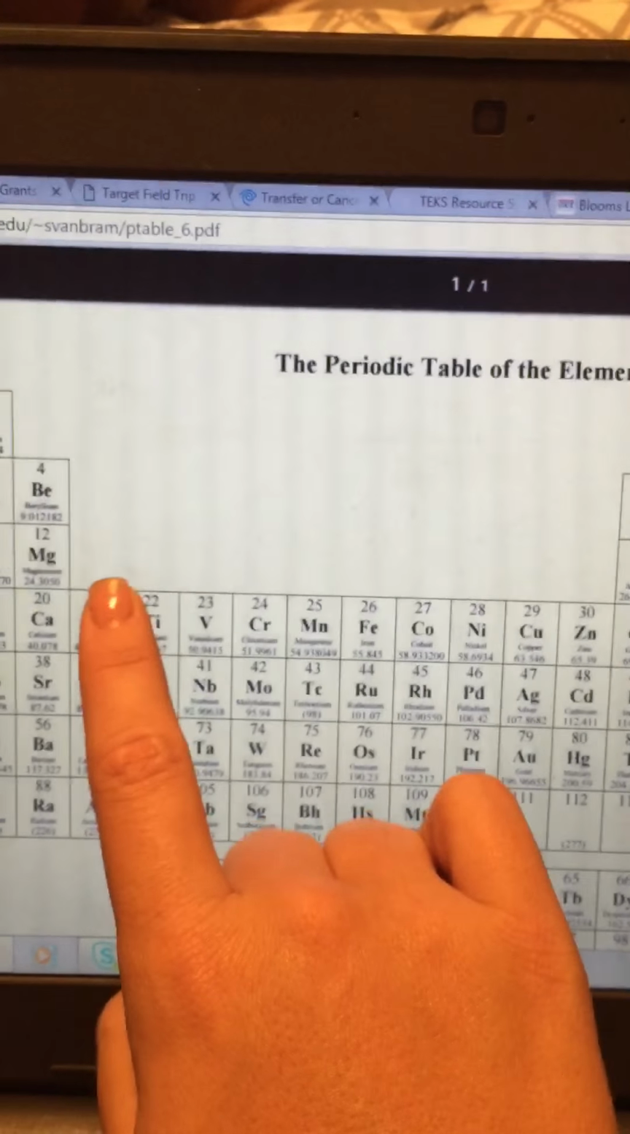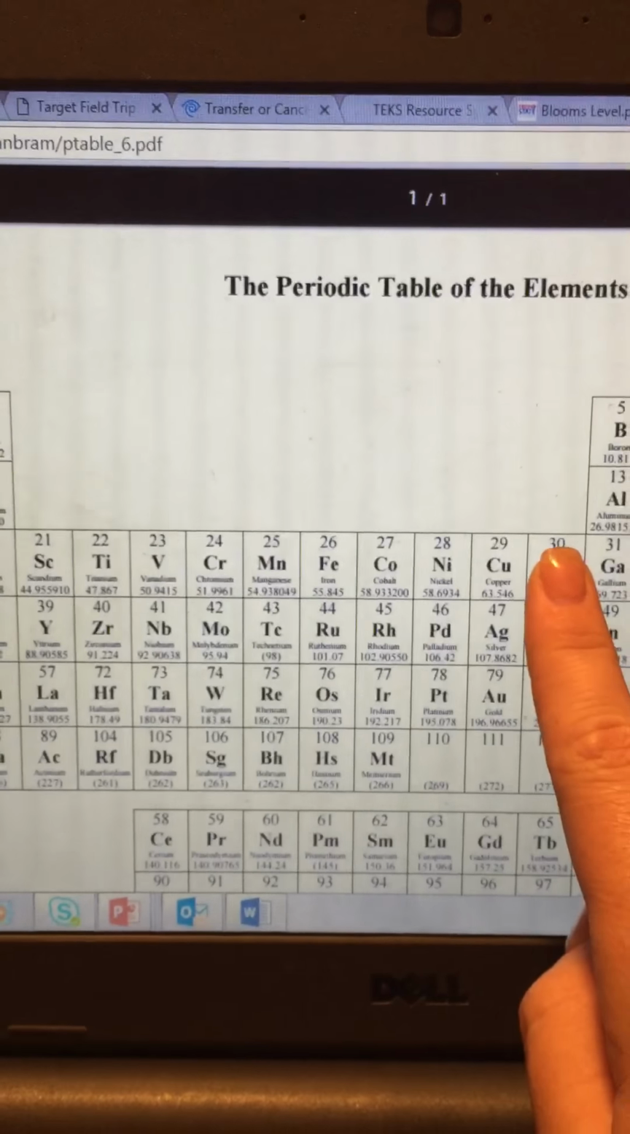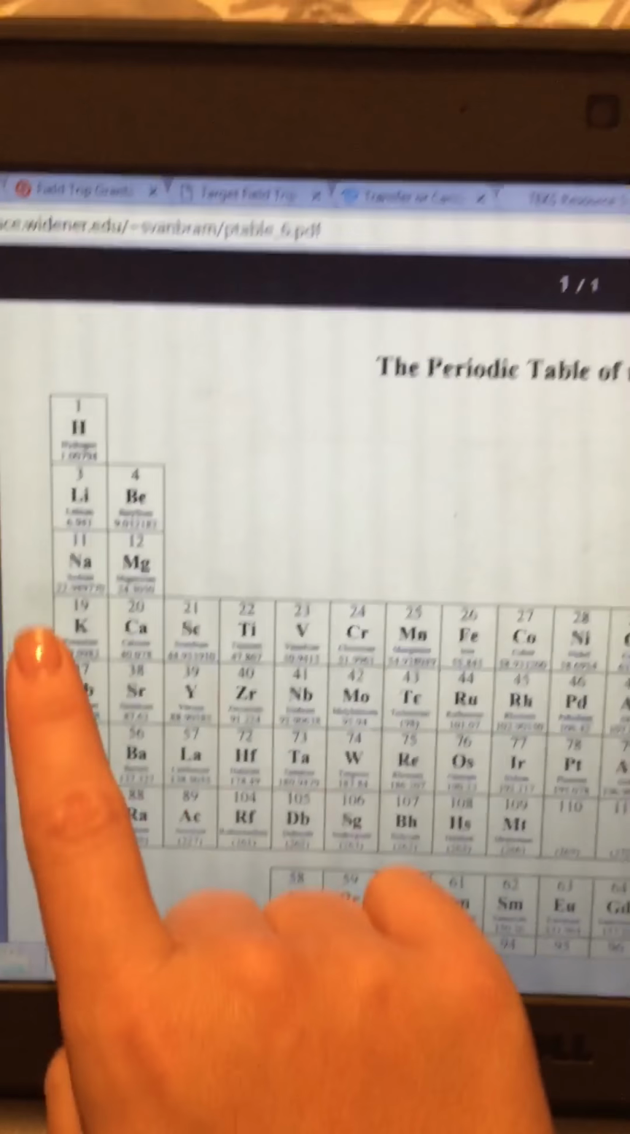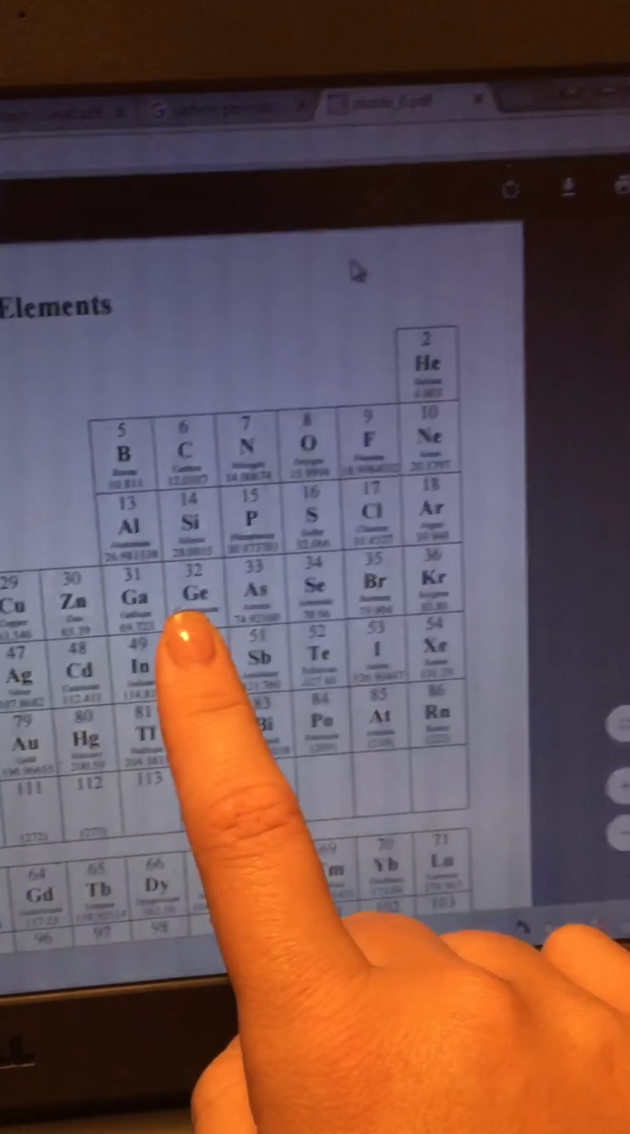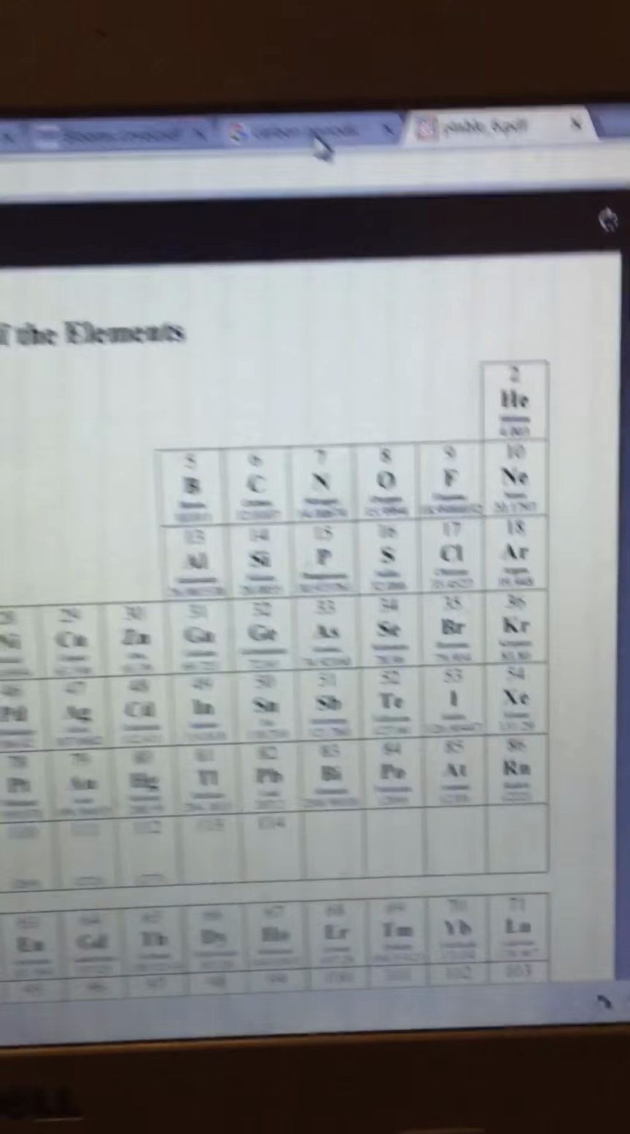Now we have all these guys in the middle from group 3 to 12. These are your transition metals. You're transitioning from the super reactive metals over to your metalloids.